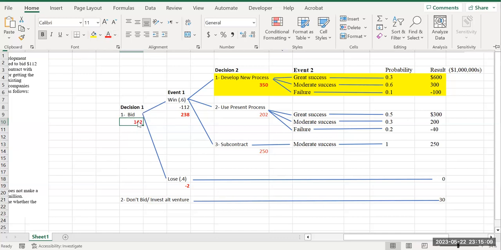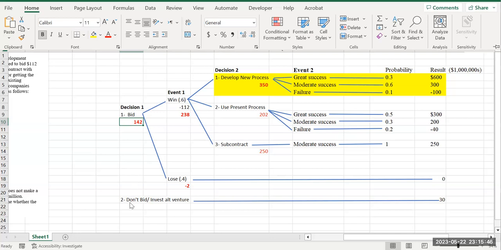So if you bid and if you win, you will make, in an expected sense, $350 million. And if you lose, you're going to lose $2 million. But the overall expected return is going to be $142 million. All right, let me highlight that. And either of these two will be chosen here. I probably shouldn't highlight this yet, because let's figure out this one too.